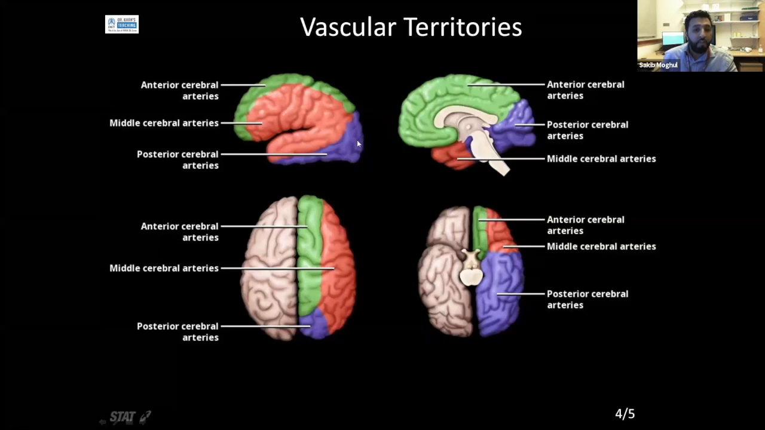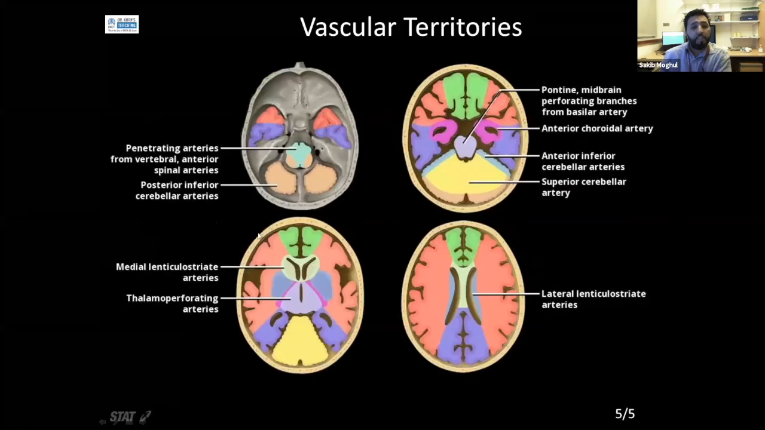And then finally, the posterior cerebral artery, which covers the occipital lobe primarily, and also a good portion of the lower half of the temporal lobe as well. And then when we go into further deeper territories and look further through multiple cross-section slices, we can see that there is a slightly more complicated pattern.